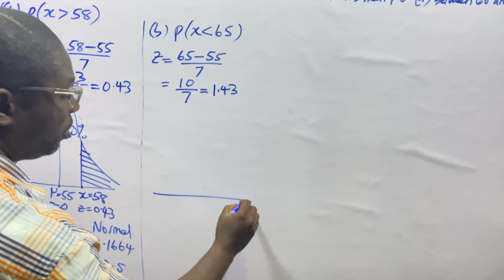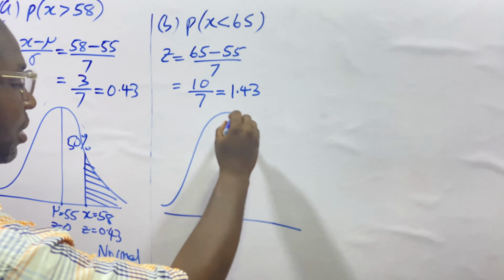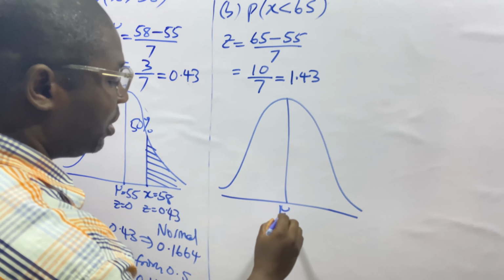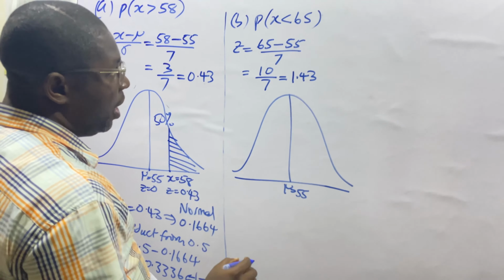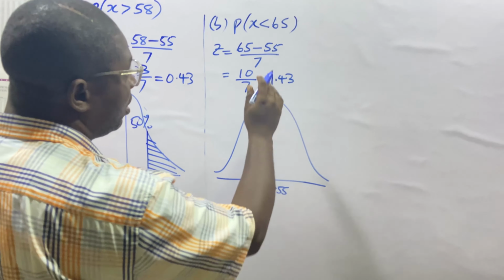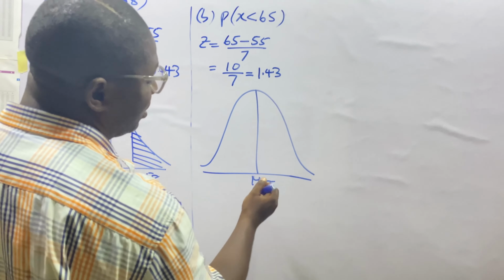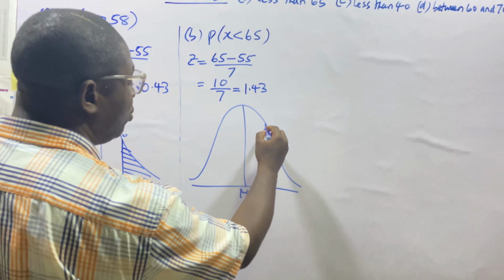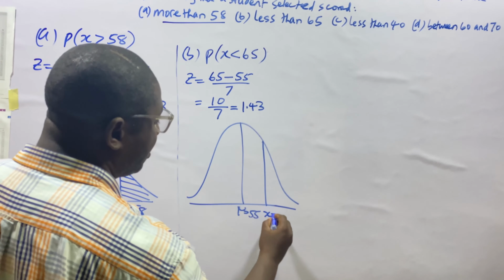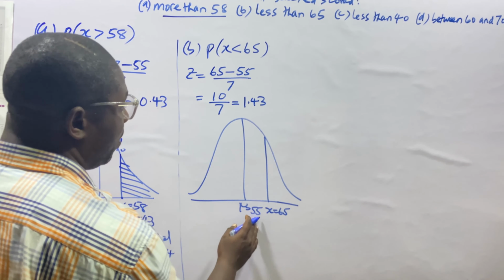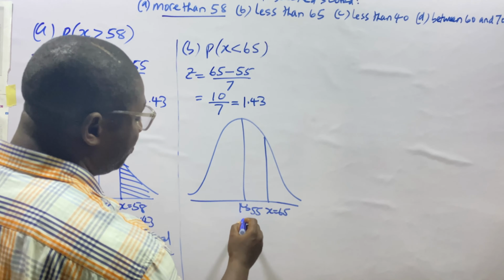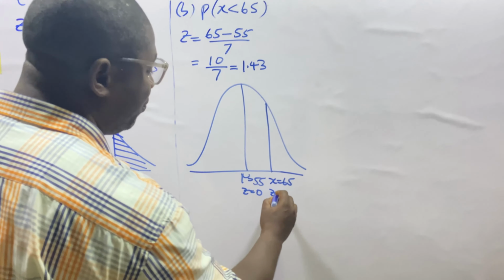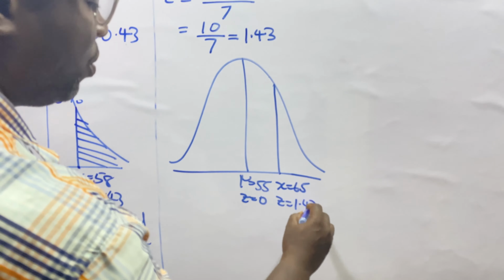Let's now represent these values in our normal distribution, our normal curve. So we have this, and then coming down this way. This is the mean. The mean is at 55, and we're looking for those who scored less than 65. So less than 65 will be on this side of the mean. It's going to come here. We will assume it's somewhere here, and then x is equal to 65. And then at the mean, z is 0, and then this value is 1.43.